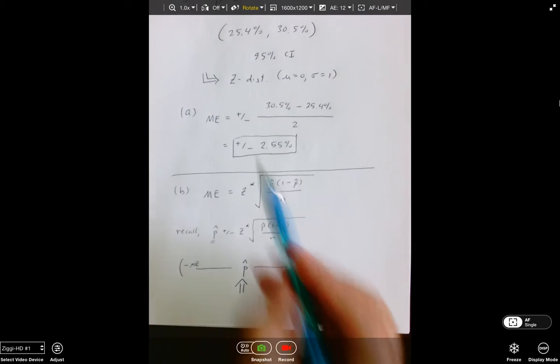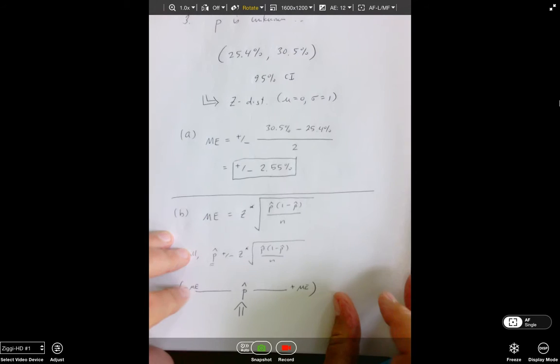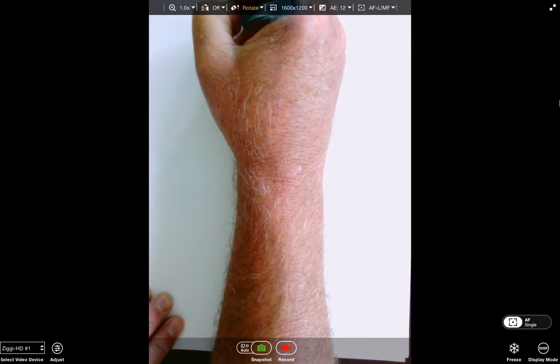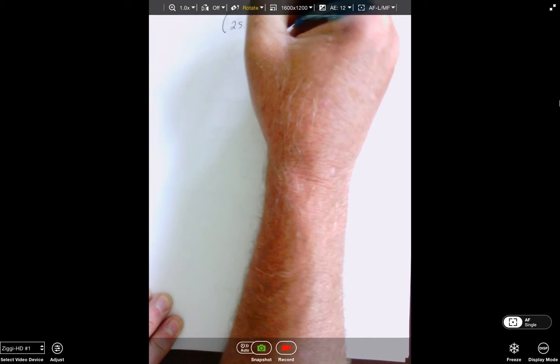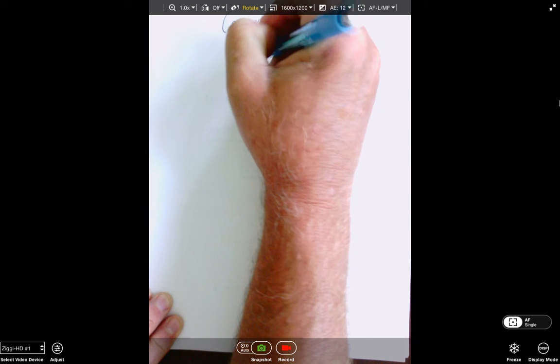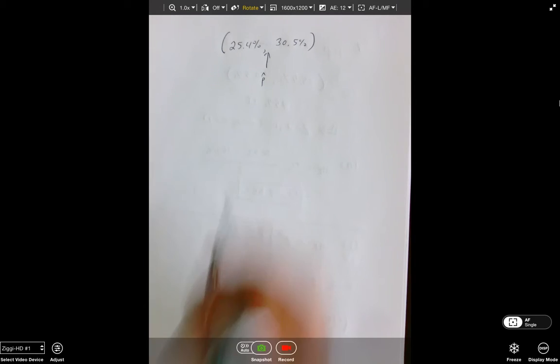So guys, if we can find the value that sits smack dab between 25.4 and 30.5, then we have our p hat. Our p hat has to reside smack dab in the center of that interval. Well, guys, the easiest way to find the center of an interval, I mean, let's just think about it.